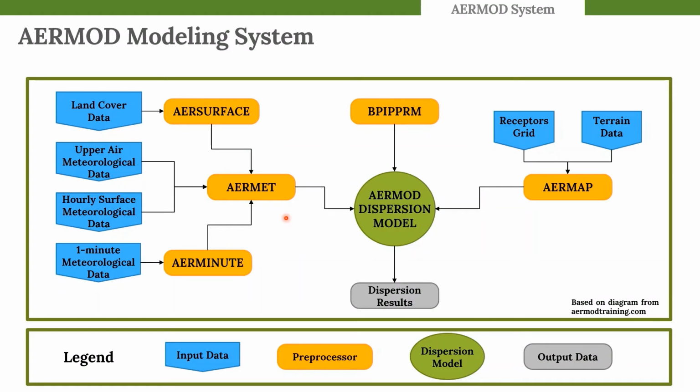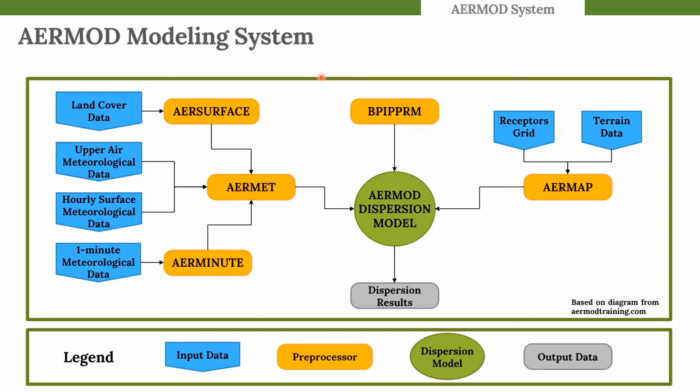Here, we see that you can get further help from Aersurface and Aermninute, which are not mandatory but help Aermet to organize the input data. Aersurface is used to determine surface characteristic values required by Aermet, the meteorological processor for Aermod. Aerminute is a preprocessor to Aermet that reads 1-minute or 5-minute wind data and calculates hourly average winds for input into Aermet. Aermet also reads upper air data and hourly surface data and organizes them into a format suitable for use by Aermod.